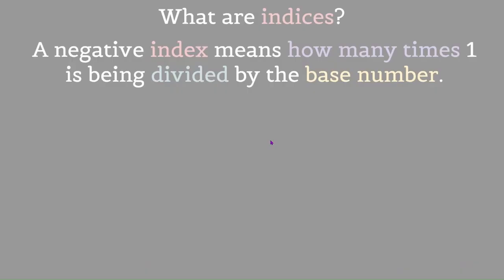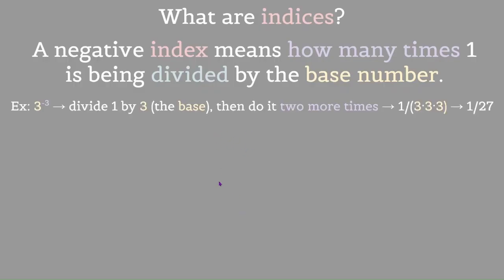All right, let's talk about negative index. So a negative index means how many times 1 is being divided by the base number. Let's look at an example. So 3 with a negative index of -3, all right? We divide 1 by 3, which is our base, and then do it 2 more times. So a total of 3 times, right? So 1 divided by 3 times 3 times 3.